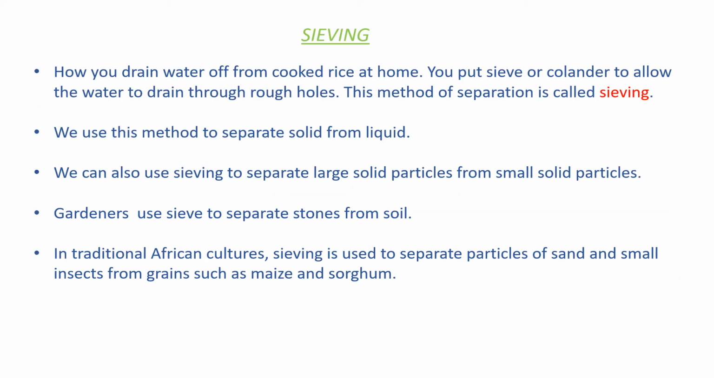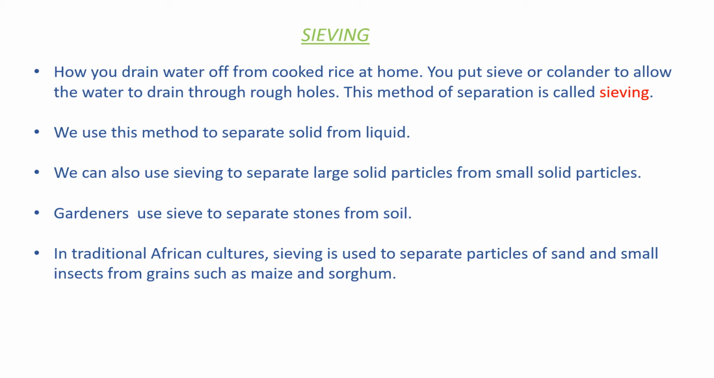Sieving. How do you drain the water off from cooked rice at home? You use a sieve, that is a colander. A colander is like a strainer, a utensil to strain the water and allow the water to drain off through the holes. This method of separation is called sieving.